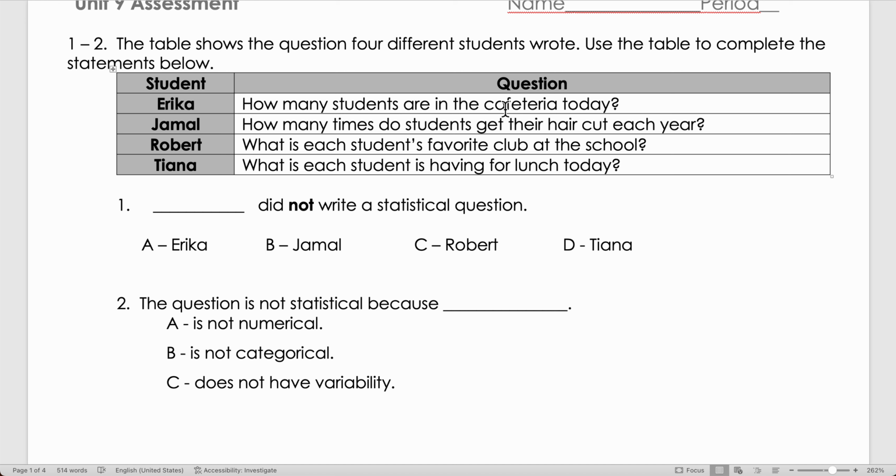Well, there's not an open-ended number of responses to that, unless you said, how many students do you think are in the cafeteria? Then students could estimate, but it's not that. It's just a fact, and people are going to say the number of students that are in the cafeteria.